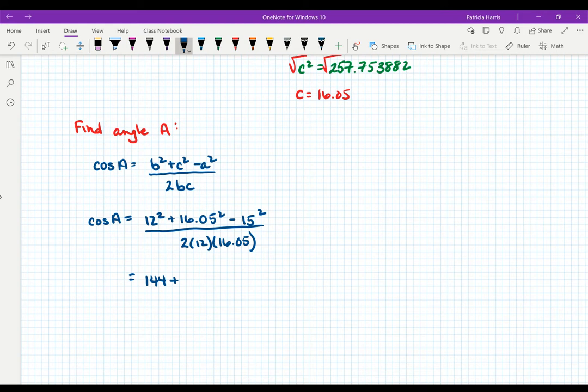Now again, depending on how comfortable you are or what type of calculator you have, you might be able to type this whole thing into your calculator and get out an answer. Up to you. All right, here we go. So if I add the numbers in my numerator, I get 176.6.